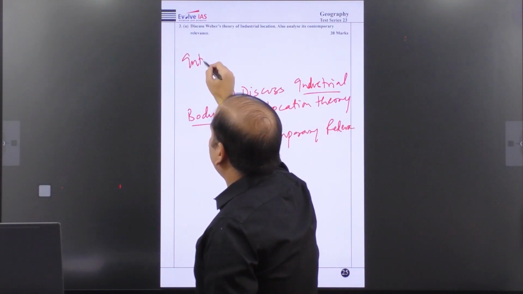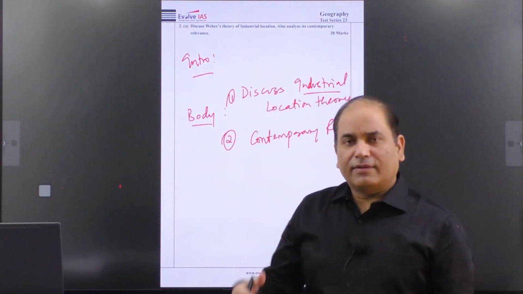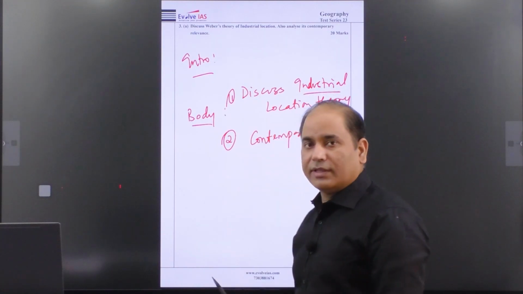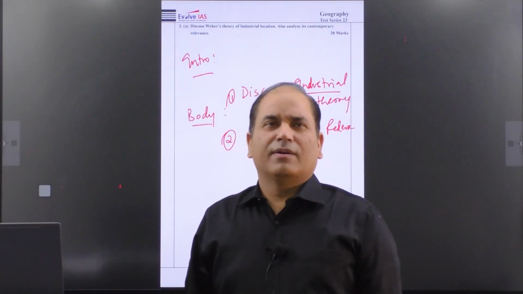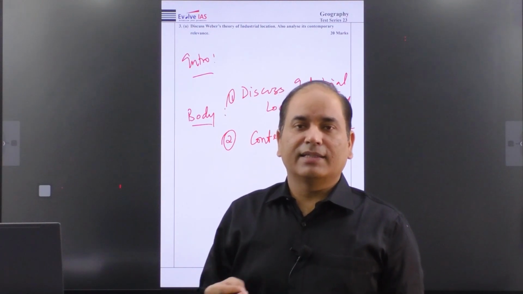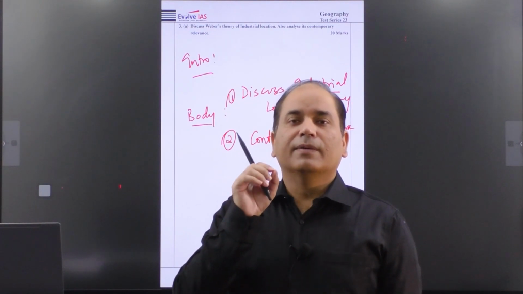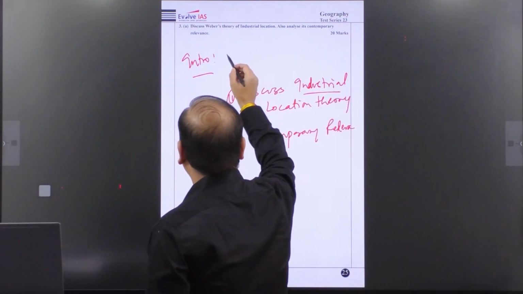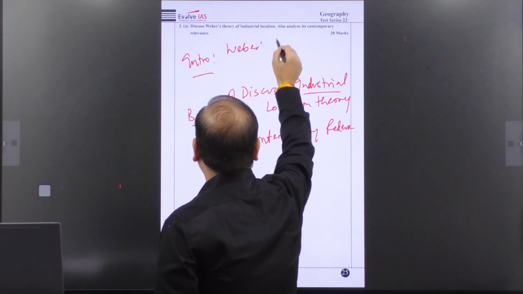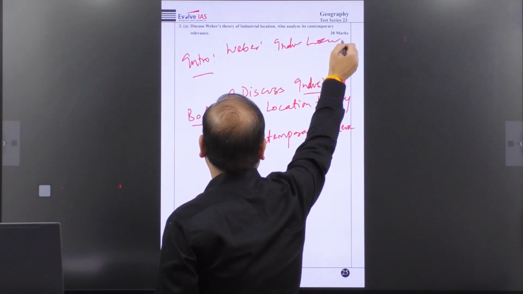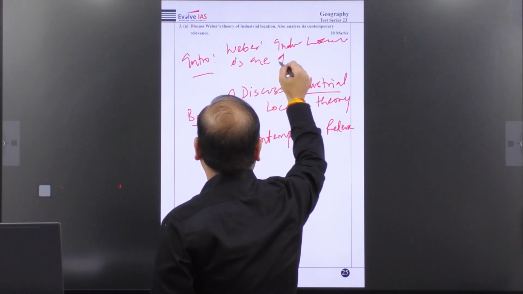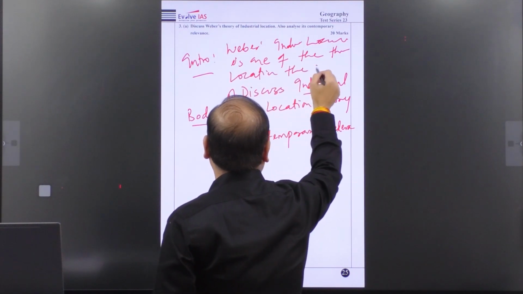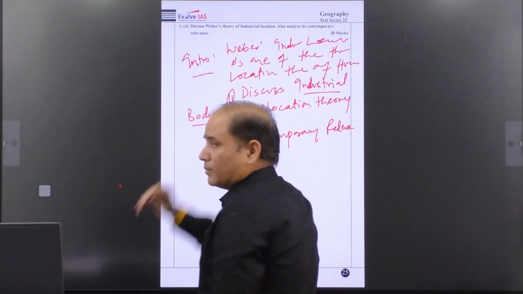Now what should be written in the introduction? There are various ways to write it. One way is to directly write about the industrial location theory. But I would suggest that rather than directly starting with the theory, it is better to give some background. So in the introduction you can write that Weber's industrial location theory is one of the three locational theories of human and economic geography.